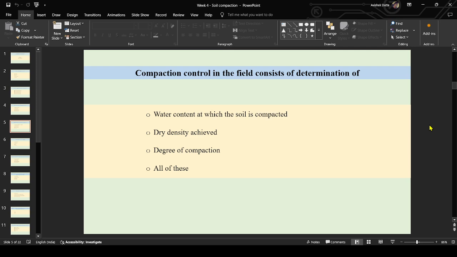Yes, so the question was compaction control in the field consists of determination of. The options are water content at which the soil is compacted, dry density achieved, degree of compaction, or all of these.